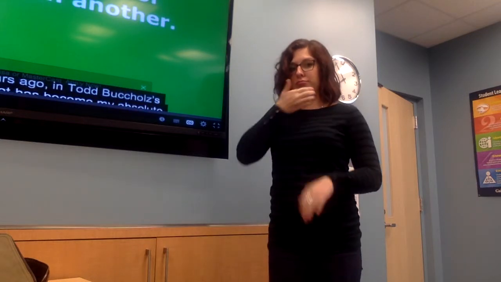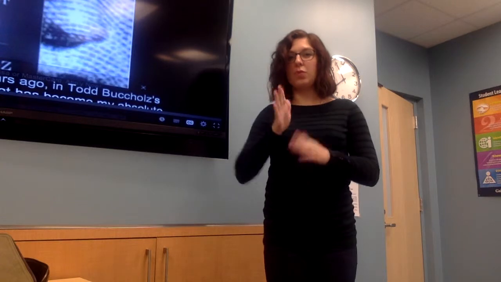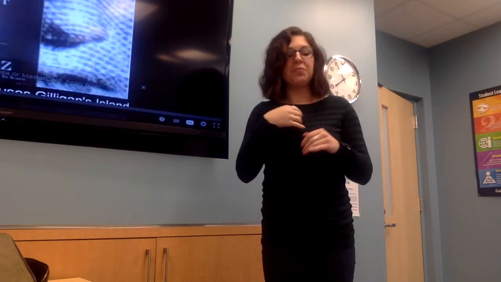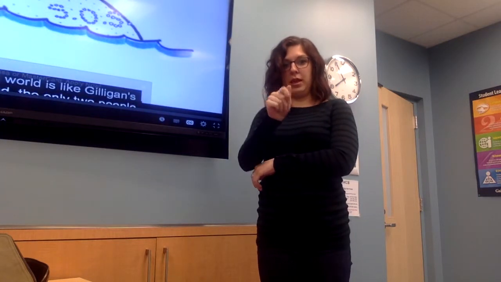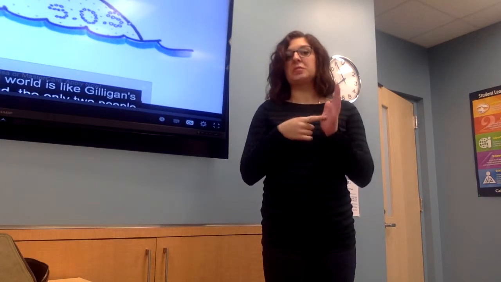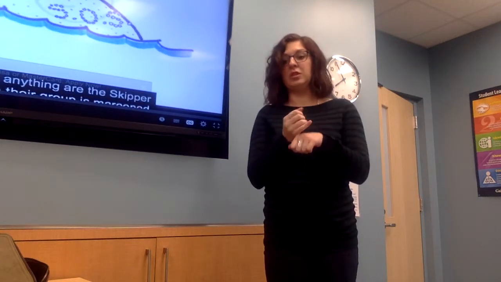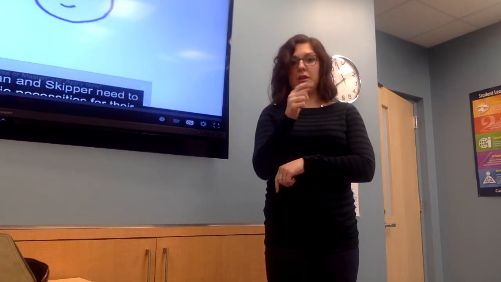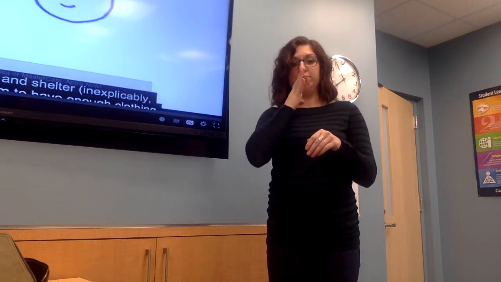I saw an example years ago in Todd Buchholz's book, From Here to Economy, that has become my absolute favorite for illustrating the different types of productive advantages and the resulting trade patterns. He uses Gilligan's Island. In his example, the world is like Gilligan's Island. On the island, the only two people who seem to produce anything are the Skipper and Gilligan. Because their group is marooned on an island, Gilligan and Skipper need to provide for the basic necessities for their 5 passengers. Food and shelter.